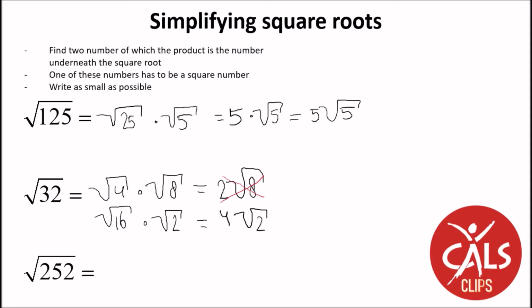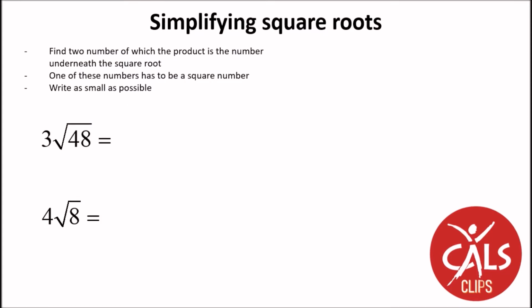And here we can write 252 as the square root of 36 times the square root of 7. And the square root of 36 is of course 6 square root of 7. And this is the simplified square root of this. Okay, but it can be a little bit more difficult when you have a number in front of the square root. So we just simplified this one.